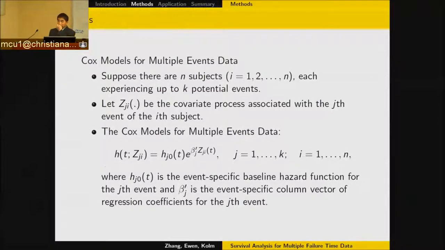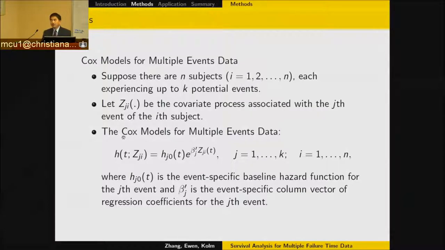Cox model for multiple event data. Suppose we have n subjects. Each experiences up to k potential events. We use Z_ij to indicate the covariate process associated with the jth event for the ith subject. Here i is the subject and j is the event.